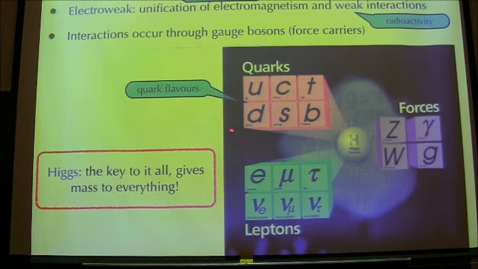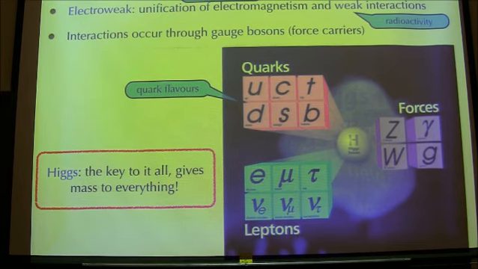Quarks make up neutrons and protons, but there are actually six of them. They get heavier and heavier, so up and down go in a sort of mass hierarchy through the up and down, to the strange, to the charmed, to the bottom, to the top.